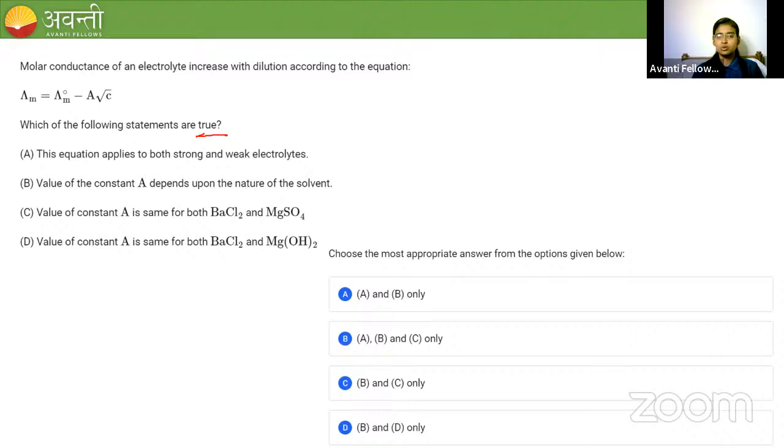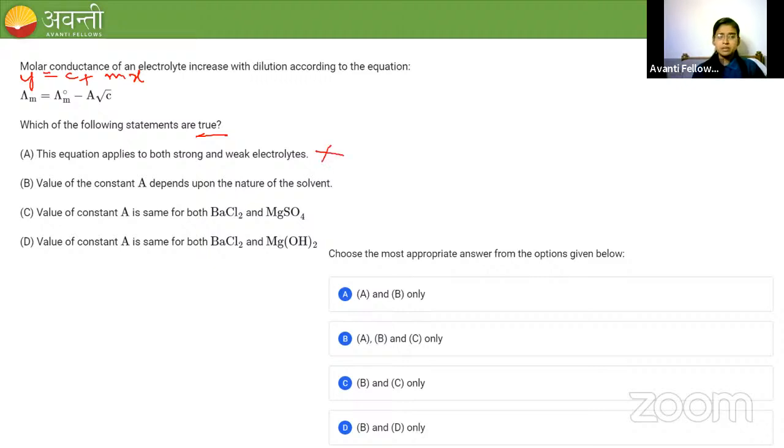Is it true? No. Because this is a straight line equation where y is equal to mx plus c, where m is the slope, here it is minus A, x is root C, y is lambda m, and the intercept is lambda m naught. So we get this straight line only for strong electrolytes, not for weak electrolytes. So this equation is applicable only for strong electrolytes, so statement A is incorrect.